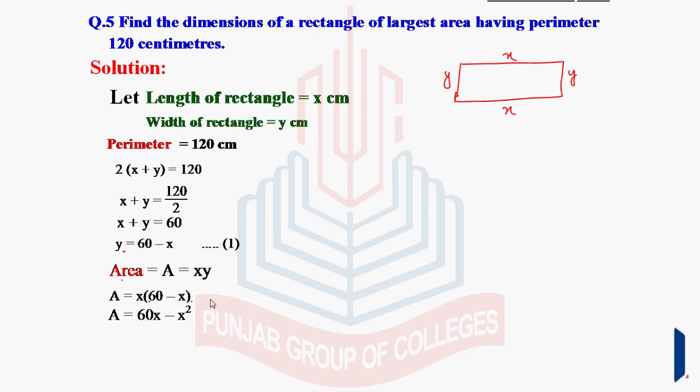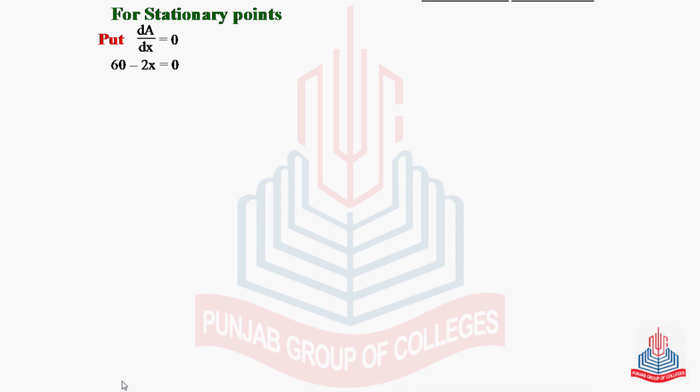Now to make this area function maximum, we have to make our second derivative less than 0 at our stationary points. So for stationary points, we have to find the first derivative and similarly the second derivative, and put first derivative equal to 0. First derivative is 60 minus 2x and the second derivative is minus 2. For stationary points, put first derivative equal to 0, which is 60 minus 2x equal to 0, and from here we get the value of x, which is 30.